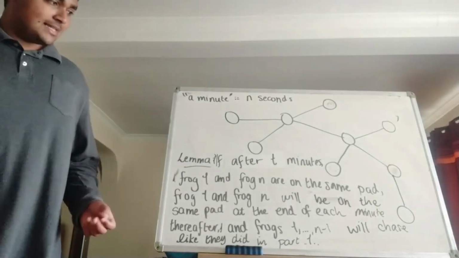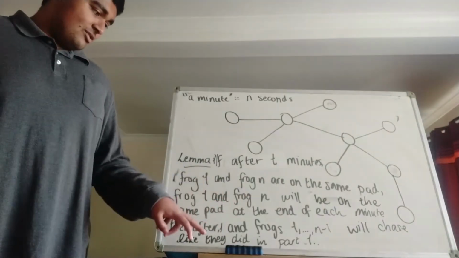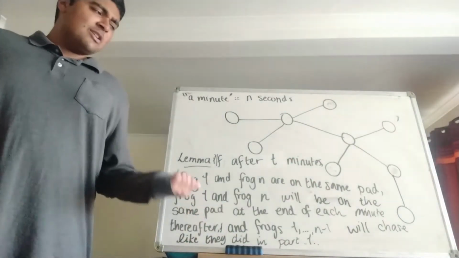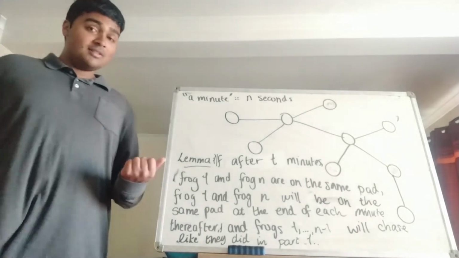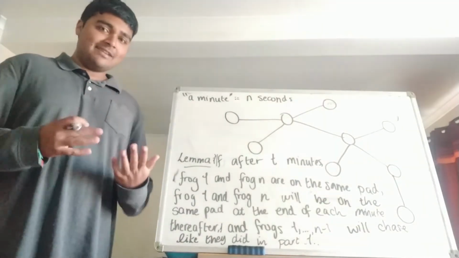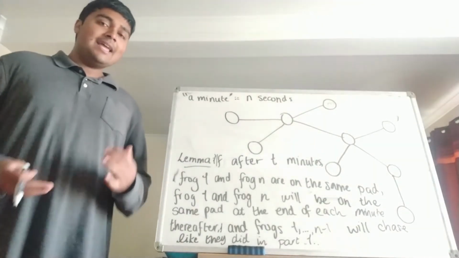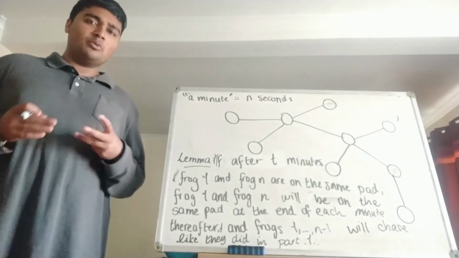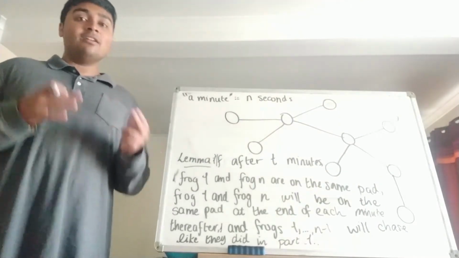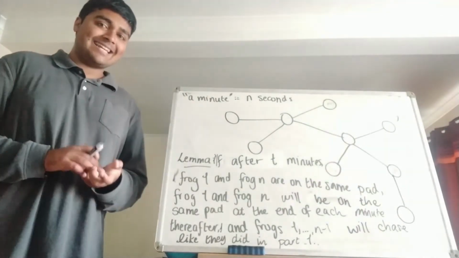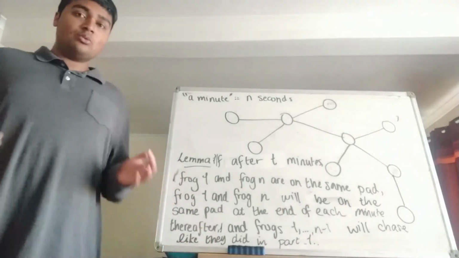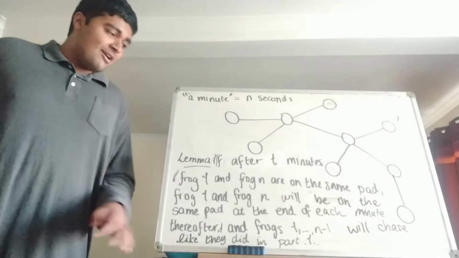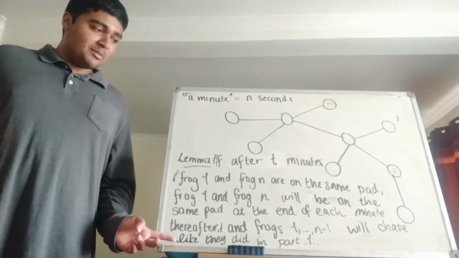And the second part says that frogs 1 through n-1 will chase like they did in part 1. What I mean by that is in part 1, all the frogs jumped at the same time, whereas in part 2, the one we're solving today, all the frogs jump on their own second. So frog 1 will jump by itself on the first second, then frog 2 will jump by itself on the second second, and so on. However, in part 1, we had all frogs jumping instantaneously on the same second. But I claim that we can treat the problem like we did in part 1.